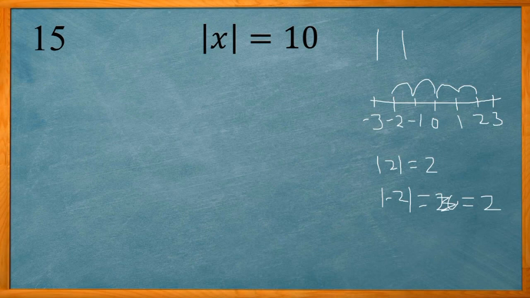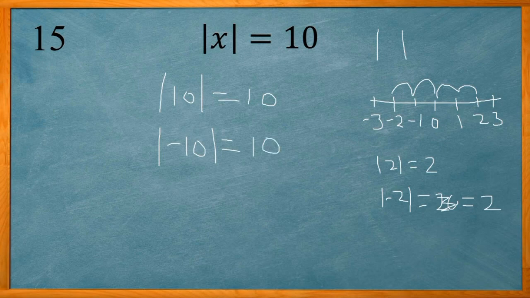So here, I want to solve the absolute value of x equals 10. What values of x, when you take the absolute value of it, give you 10? So we know the absolute value of 10 gives you 10, and the absolute value of -10 also gives you 10. So our two answers are x equals 10, and x equals -10. Okay, so that's how you solve an equation using absolute value. So let's take it a little bit farther.